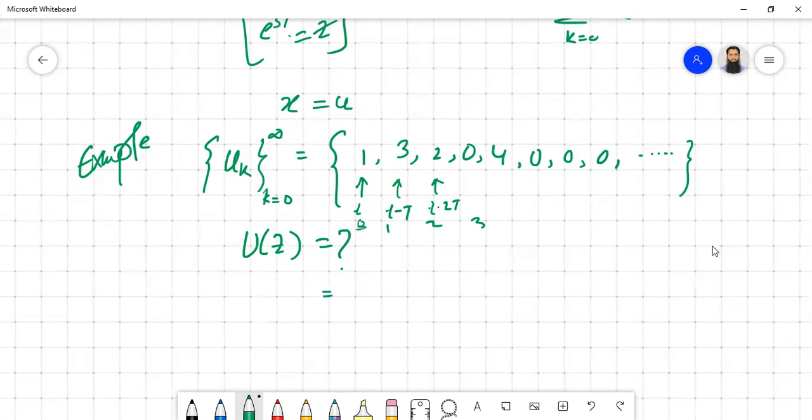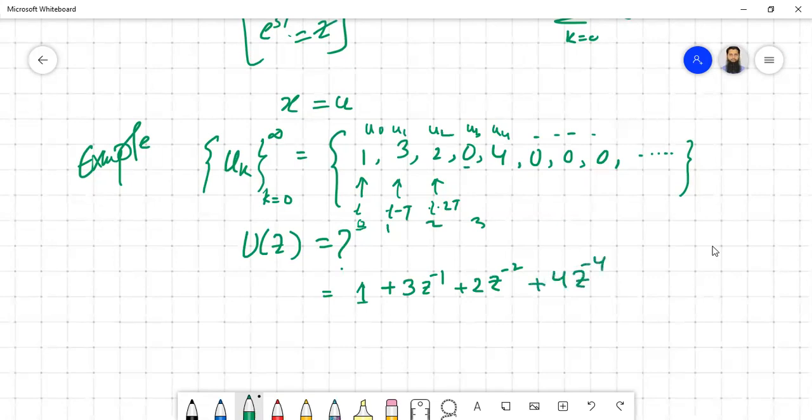Very simple. So first instant will be as it is, because Z to the power 0 is 1. So plus 3. This is actually U0, U1, U2, U3, U4. So it goes on. So second will be Z to the power minus 1, then third one will be Z to the power minus 2, then fourth one will be Z to the power minus 3. Since multiplying with the 0, it will vanish. So basically 4 into Z to the power minus 4. So the rest of the parameters don't count because the rest of them are 0. So this is our corresponding Z transformation of the pulse that is being provided.